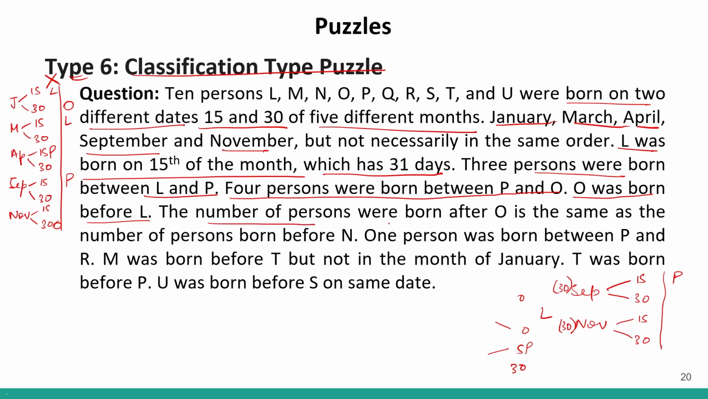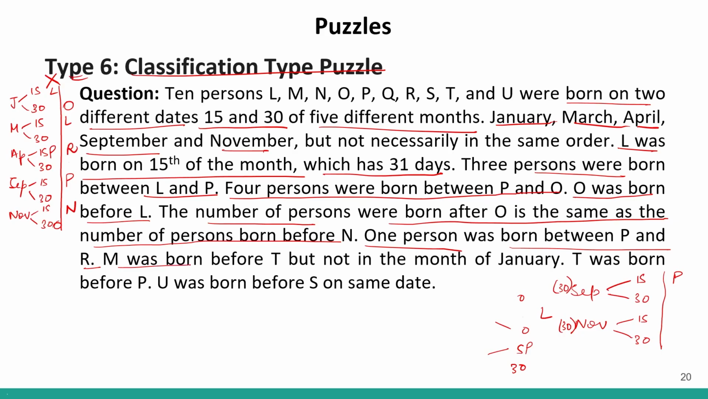The number of persons born after O is the same as the number of persons born before N. So if O is born second from the top, N will be born second from the bottom, correct? Because after O we have the same number of people as before N. So N will be second from the bottom, O will be second from the top. One person was born between P and R. So between P and R we have one person, so we cannot place it in the position of N. We will place R over here.